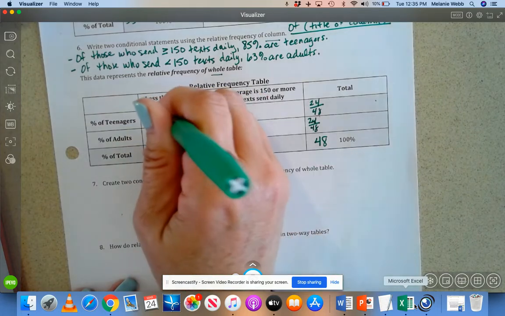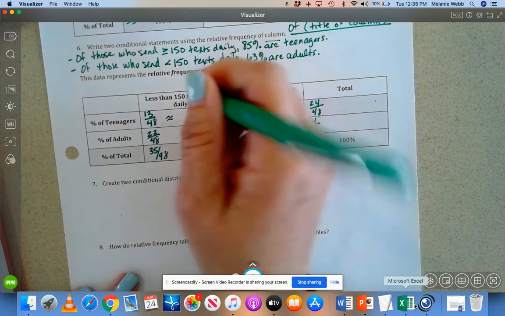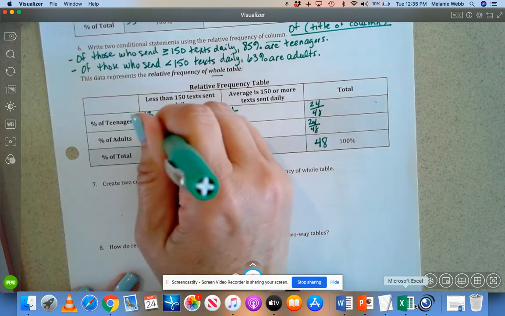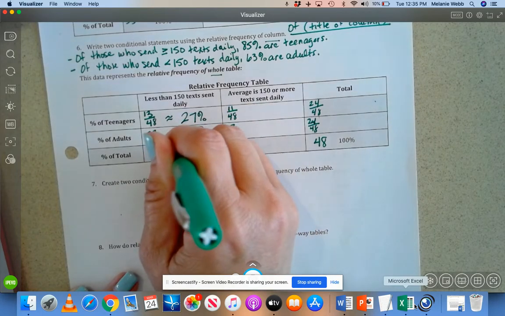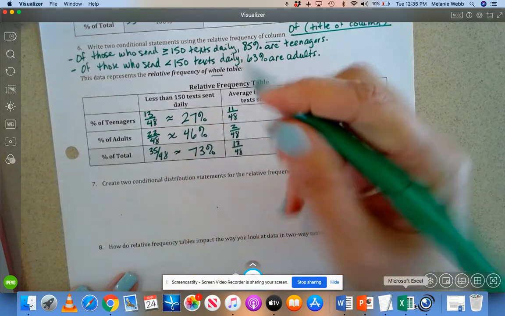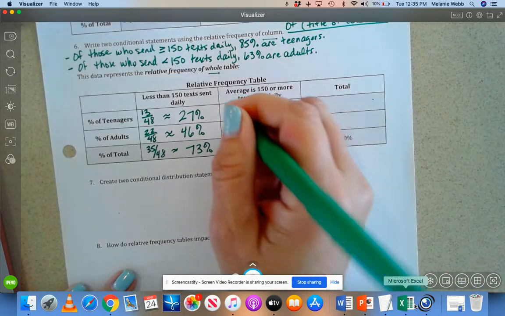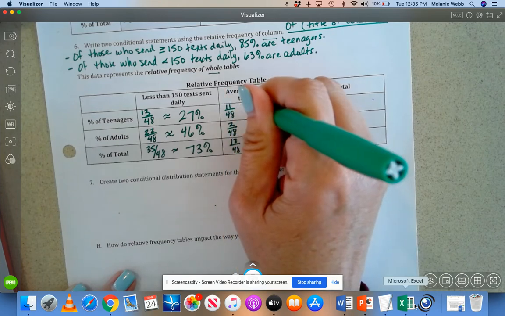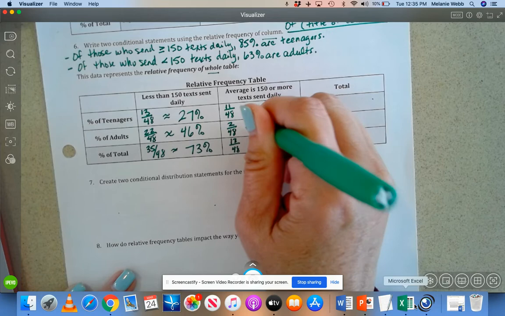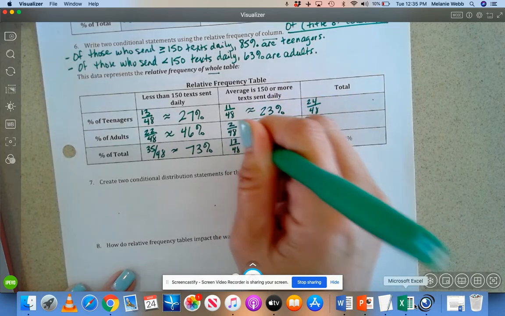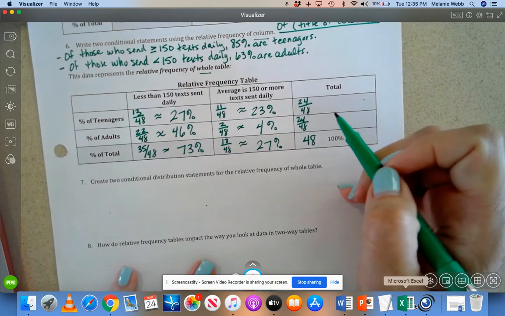So the percentage that goes here, see, it's all by whole table, is about 27%. This is about 46%. This is about 73%. Okay, that adds up, right? 27 plus 46 is 73. So 11 out of 48 is about 23%. 2 out of 48 is about 4%. 13 out of 48 is about 27%. And of course, these are 50%.